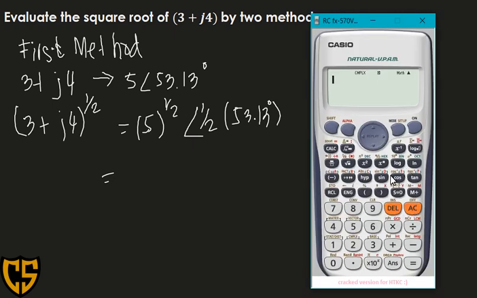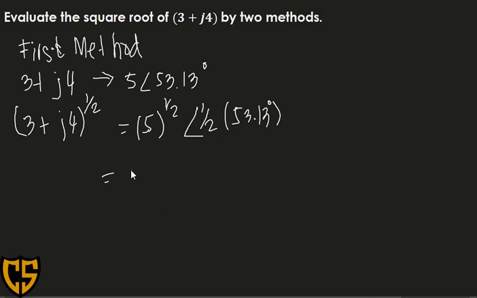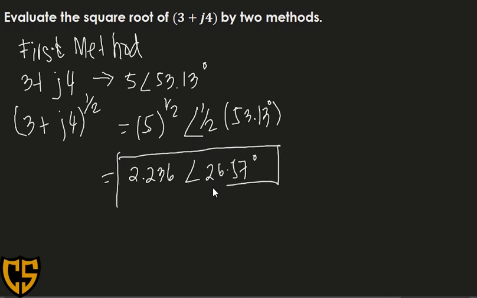So the square root of 5 is equal to 2.236. So we have 2.236 angle 53.13 divided by 2, that is 26.57 degrees. So that is our first answer. So we have this one.